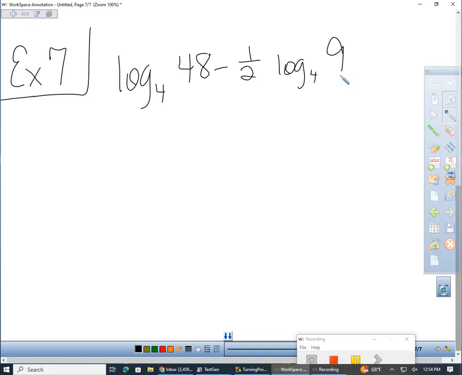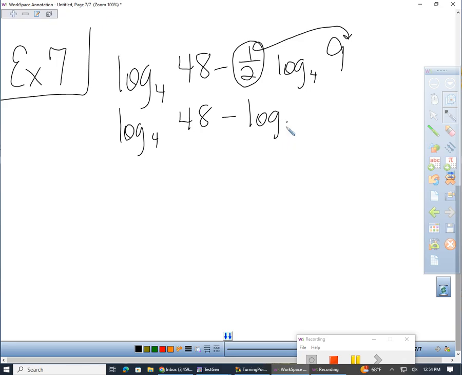So the first thing we're going to do is take that coefficient in front of log and put it where? What do I want to do with it? Make it an exponent. Thank you, Lex. We're going to take this and make it an exponent. So I have log base 4 of 48 minus log base 4 of 9 to the 1/2. Well, what is 9 to the 1/2? It's a square root. It's 3, exactly. So this is log base 4 of 48 minus log base 4 of 3.